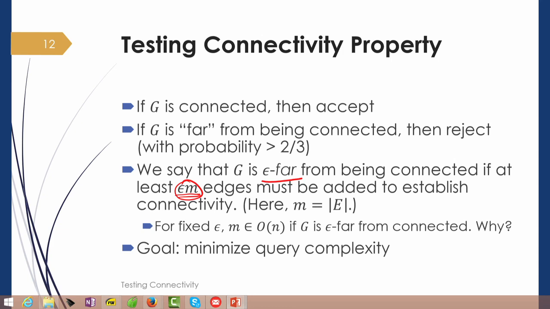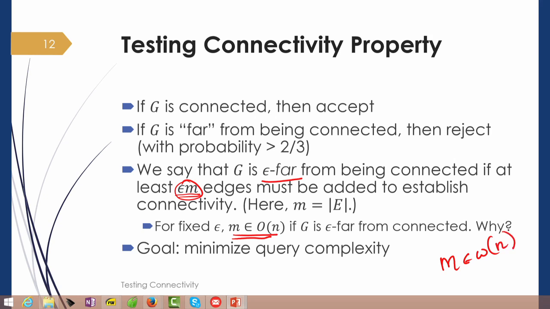There is one little aspect of this that we need to note. Let's assume that epsilon is fixed, and let us assume that the graph is epsilon far from being connected. Then we can conclude that the number of edges is only of the order of n. Now, why is this the case? Suppose not. Suppose m is little omega of n.